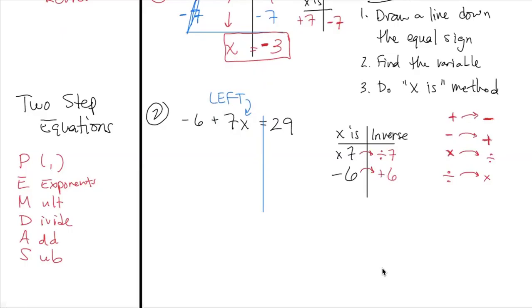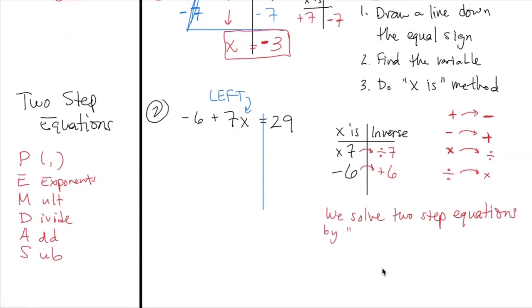So how do we solve two-step equations? Write this with me. We solve two-step equations by doing the inverse in reverse. Do the inverse in reverse. So here are the inverses, and we're going to do them in reverse.